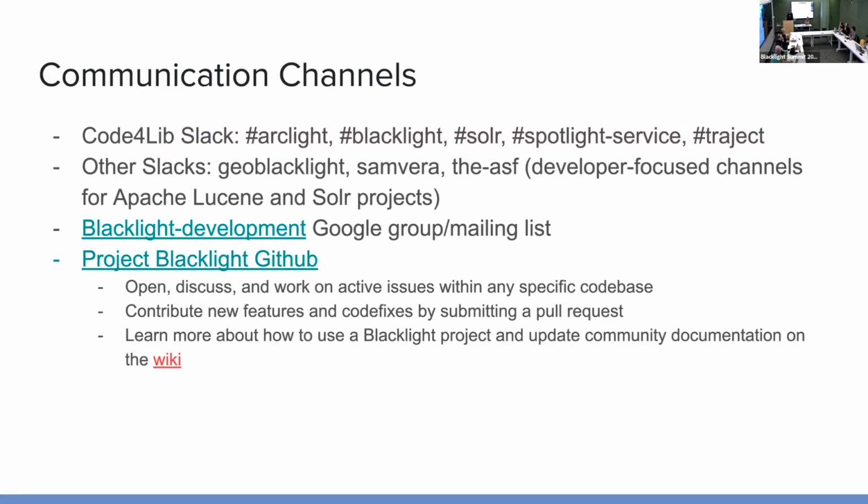We have a Blacklight development Google group and mailing list, and the project Blacklight GitHub is a great place to open and discuss work on active issues within the code base, and to contribute new features and code fixes by submitting pull requests. It's also a great place to learn how to use Blacklight, how to create a Blacklight project, and contribute to community documentation. The wiki has a ton of stuff that's useful. So if you're ever struggling with something in Blacklight, the wiki is a great place to look for information.